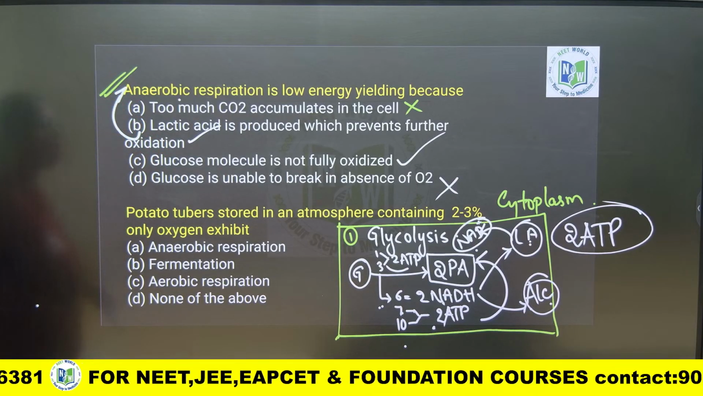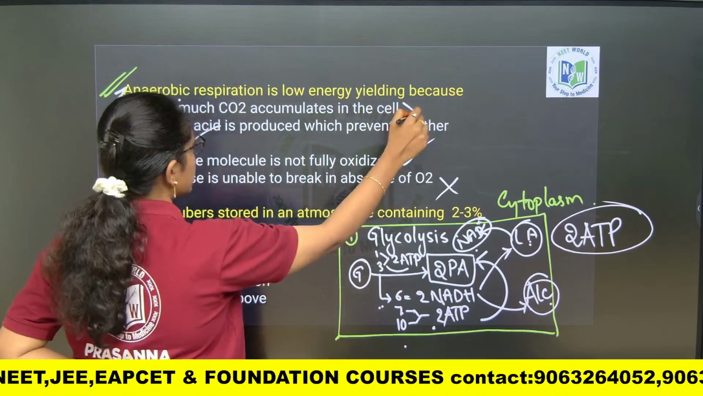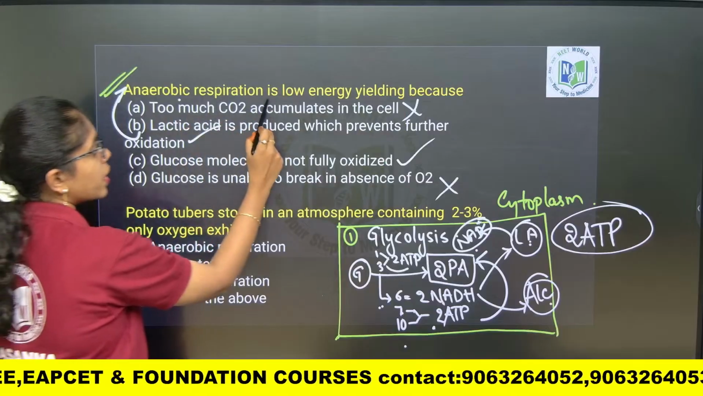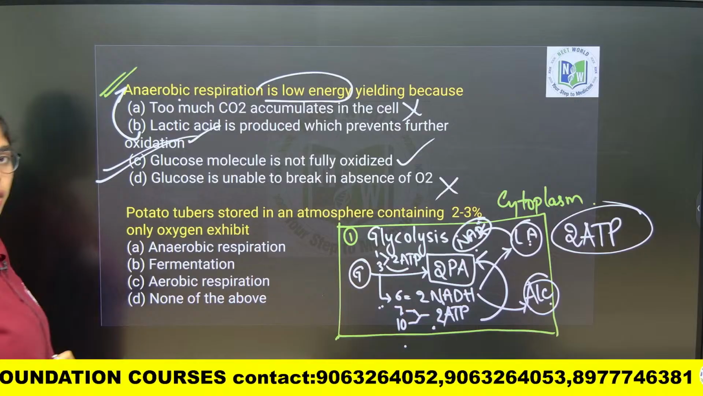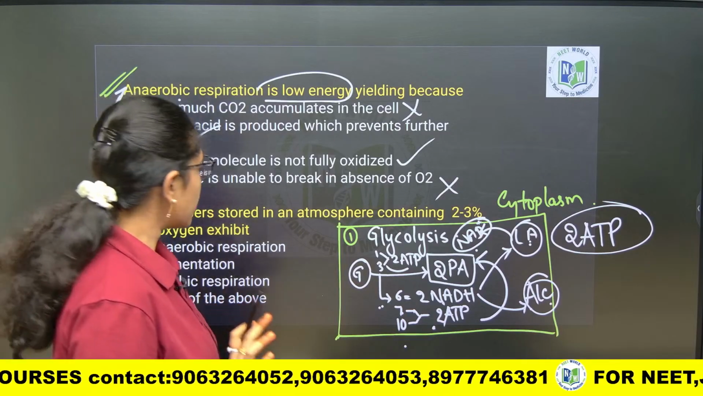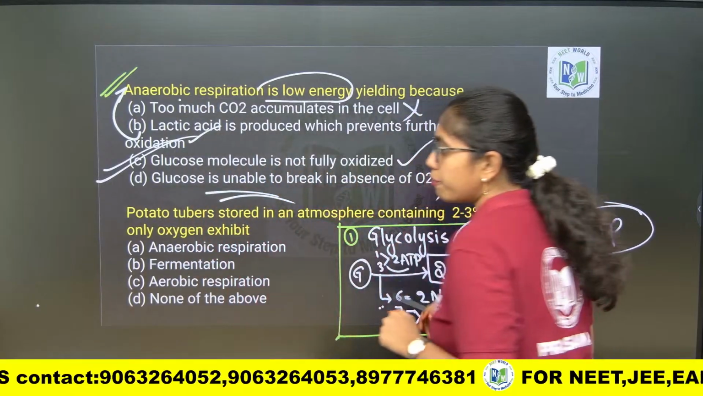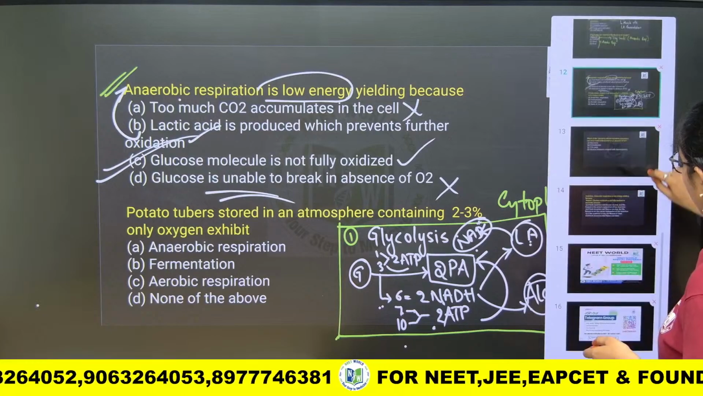Too much oxygen accumulation in the cell, wrong. It is not because of too much oxygen accumulation. Aerobic respiration energy is low because the glucose molecule is not fully oxidized here, like how it happens in aerobic respiration. Clear? So, till here today it's enough. I will continue the questionnaire session tomorrow from the next question.